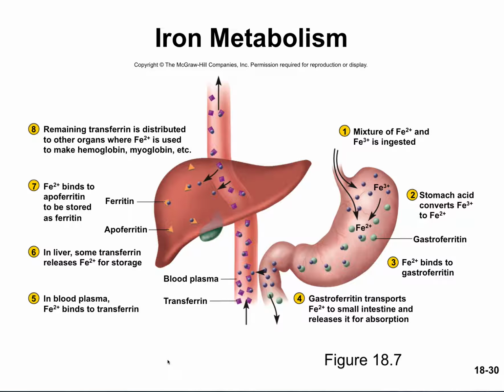So step by step, ferric is converted to ferrous by HCl. Gastroferritin binds to ferrous, transports it to the small intestine, releases it, and it is absorbed in the blood. Transferrin binds and escorts ferrous in blood to the liver and bone marrow, and in the liver, it is passed off to apoferritin to be stored as ferritin, and also goes to bone marrow for hemoglobin.